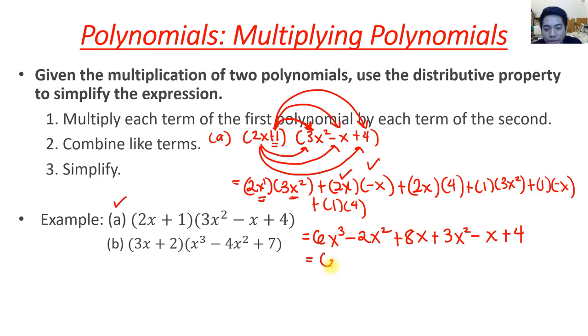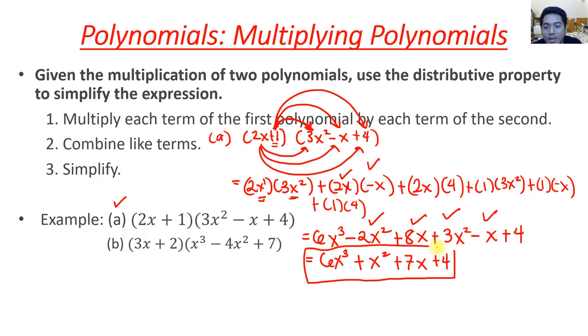Do we have cube? We don't have. Do we have x squared? That is negative 2x squared plus 3x squared. That would be positive x squared. Do we have for x? 8x minus x. That would be positive 7x. And lastly, we don't have any for the constant to simplify. So we just simply copy plus 4.